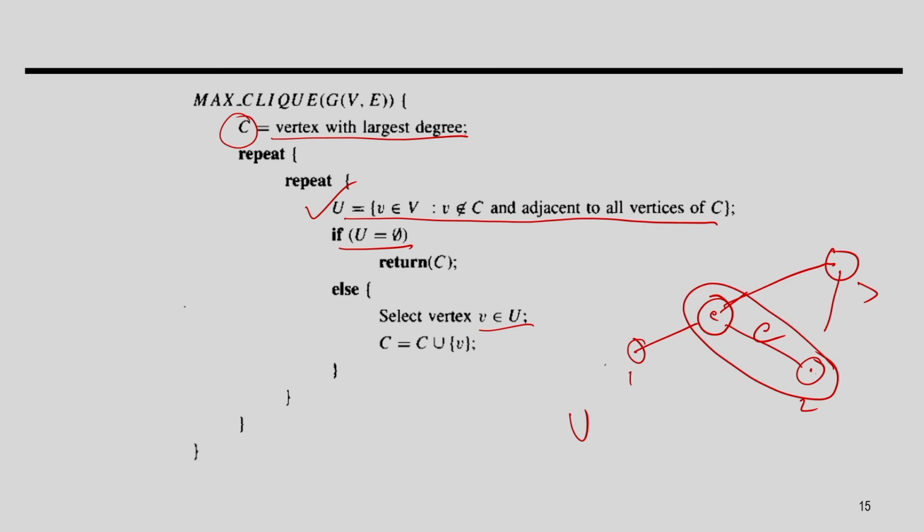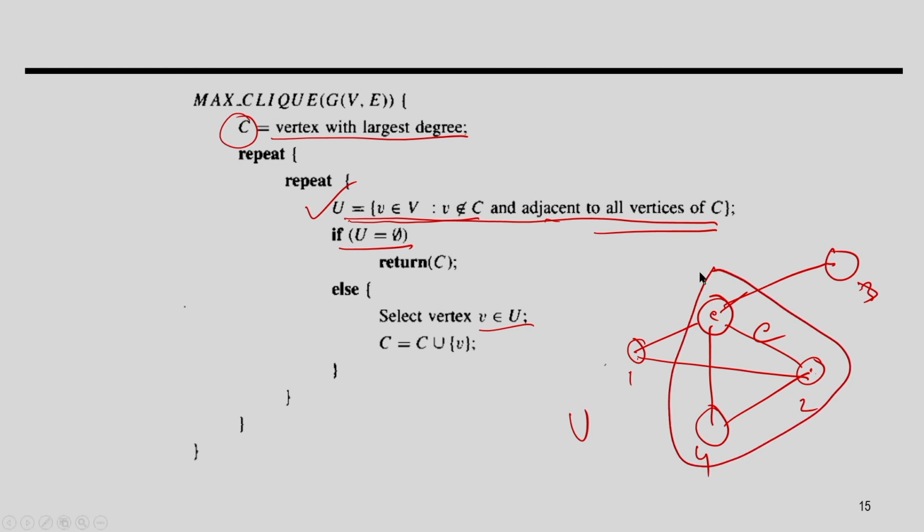Then I find all the nodes which are adjacent to all the vertices, not only one vertex. Suppose this node also has an edge here, and this node also has an edge, so 1 and 4. I select 1 and 4, not 3, because 3 has an edge to this node but there is no edge to that node. In the next iteration I select all such nodes which are adjacent to all the vertices of C. I can add any of them, because this will also form a clique of 3. Say I have selected 4. Now my C becomes this, a complete subgraph of 3 nodes.